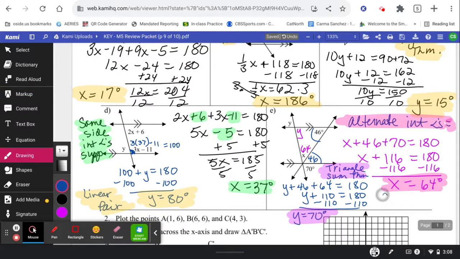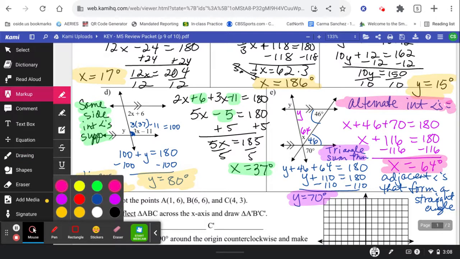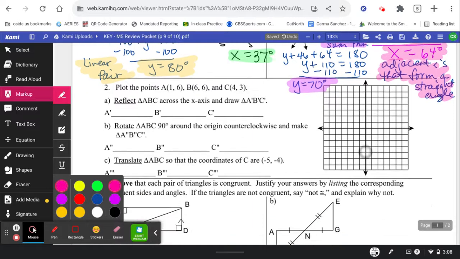And straight angle, I forgot to write that. Hang on. Adjacent angles that form a straight angle. Okay, so that's my other reason for this guy right here.